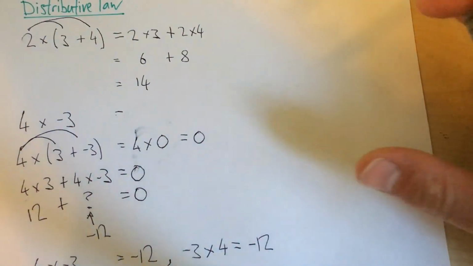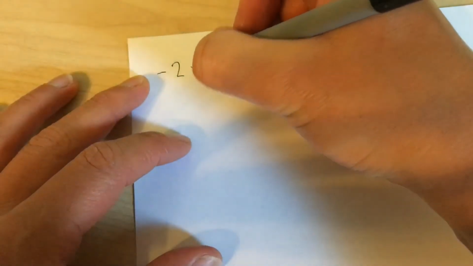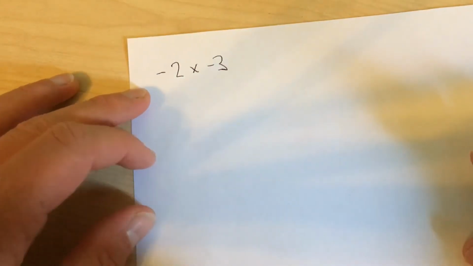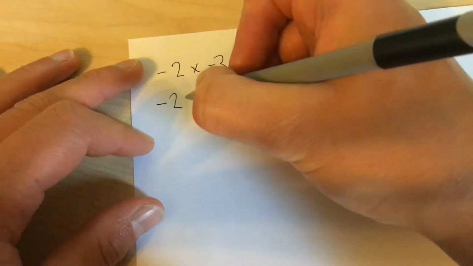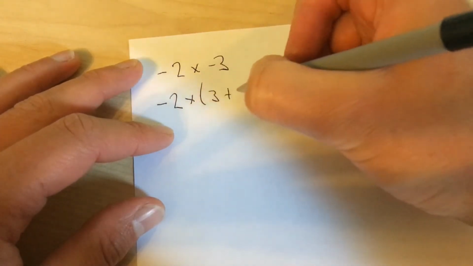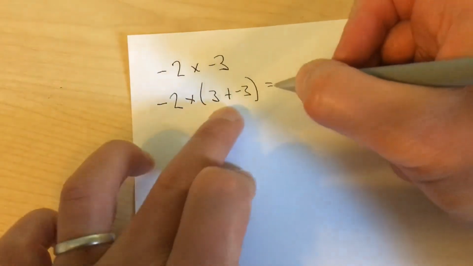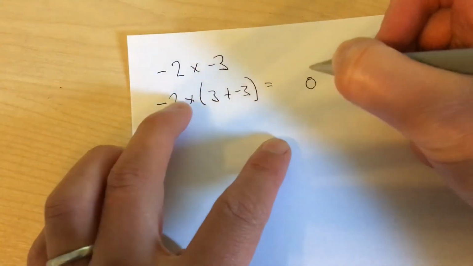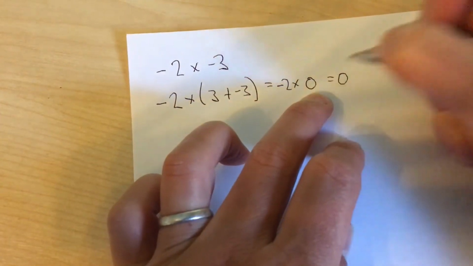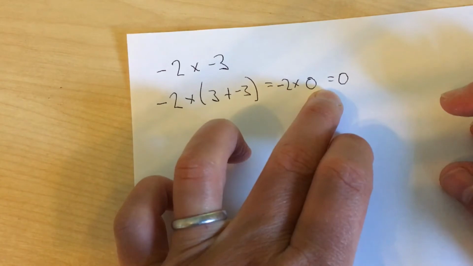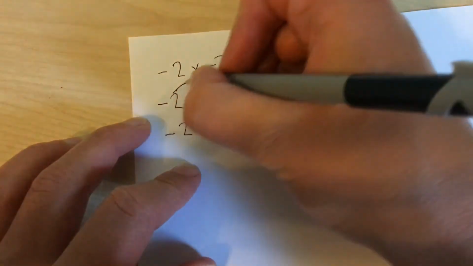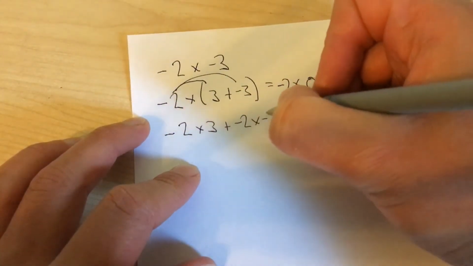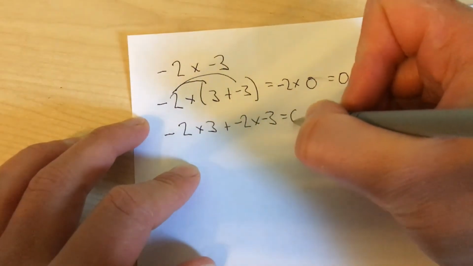Okay, that's one of those sorted. Let's have a look at another one. What about negative 2 multiplied by negative 3? What will the answer to that be? Well, let's use the distributive law to consider this. Negative 2 multiplied by 3 plus negative 3. Just doing the brackets first, 3 plus negative 3 is 0. Negative 2 times 0 is 0, because anything multiplied by 0 is 0. Now, using the distributive law, we get negative 2 multiplied by 3 plus negative 2 multiplied by negative 3. And we know that this has to equal 0.